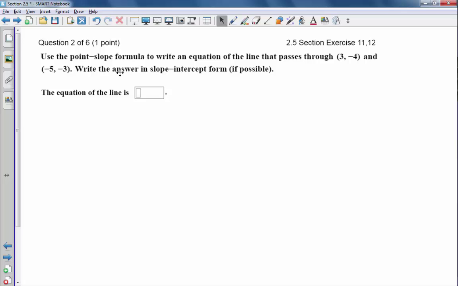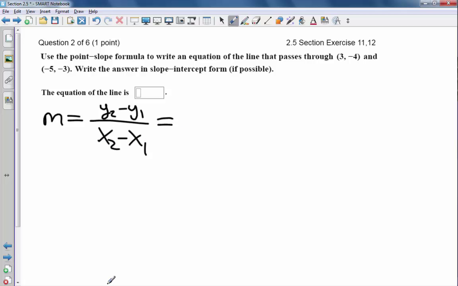I need 3 numbers again. A point, 2 coordinates, and a slope. And slope is not given. Your first task is to find that. All right. Let's see who remembers that formula from yesterday. You can compute slope if you know 2 points on the line. That formula was y2 minus y1, and then x2 minus x1.